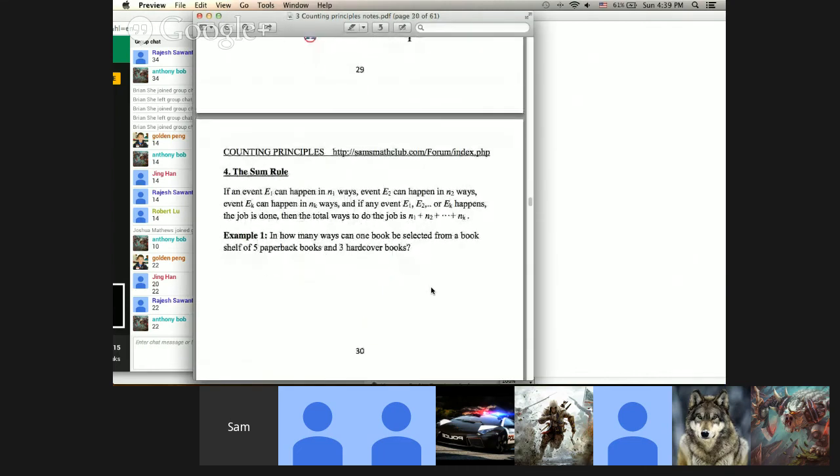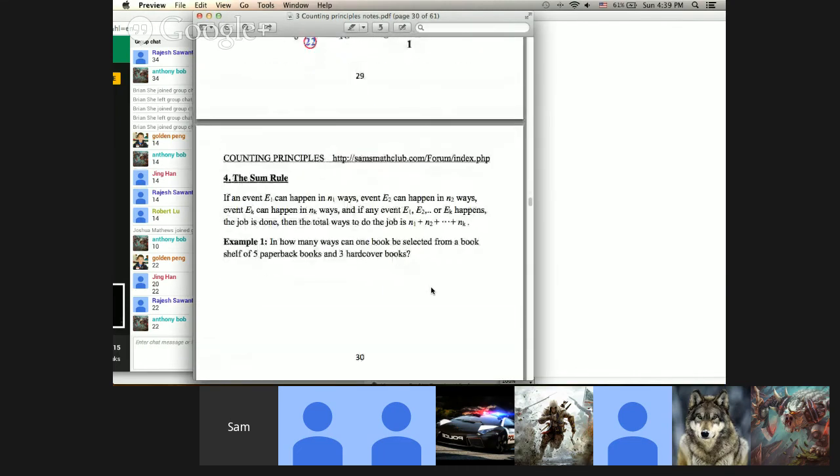Let's do one more thing, and I think we're going to end it since I'm not feeling too well. Okay. So the next principle after the water pipes is called the sum rule. I think this is more of a logical rule. If an event E1 can happen in N1 ways, and E2 can happen in N2 ways, and Ek can happen in Nk ways, and if any one event happens the job is done, then the total number of ways to do the job is this.